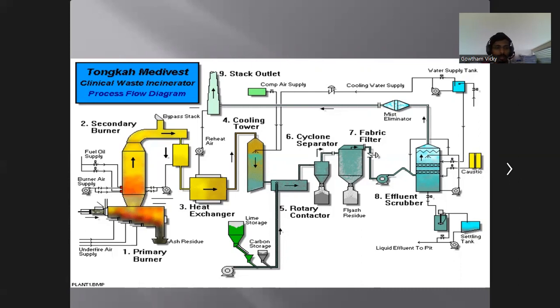The fuel oil supplies are also used in the under fire air supplies, and then ash residue should also be used in this heat exchanger process, and then the stack plume and then stack outlet and then cooling towers. In this regard, the secondary burners also can be used and then the heat exchanger also should be used.